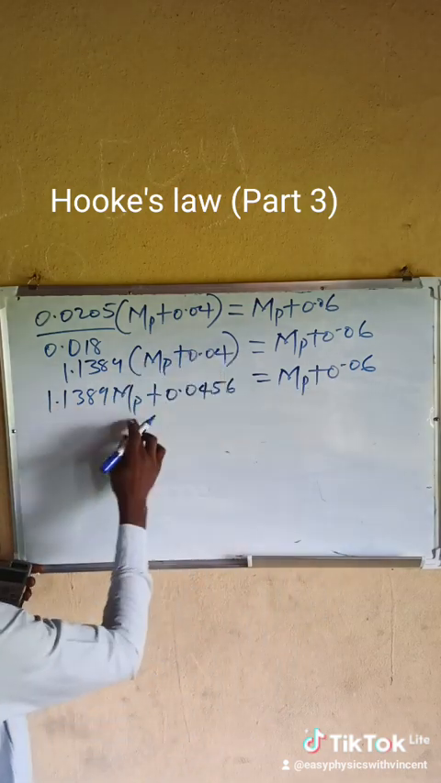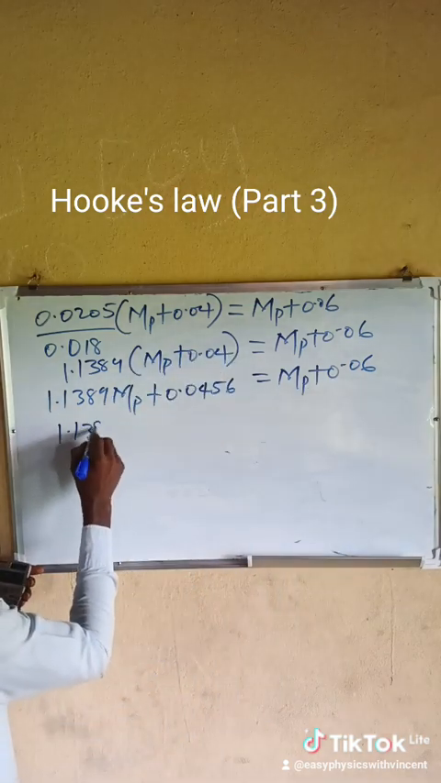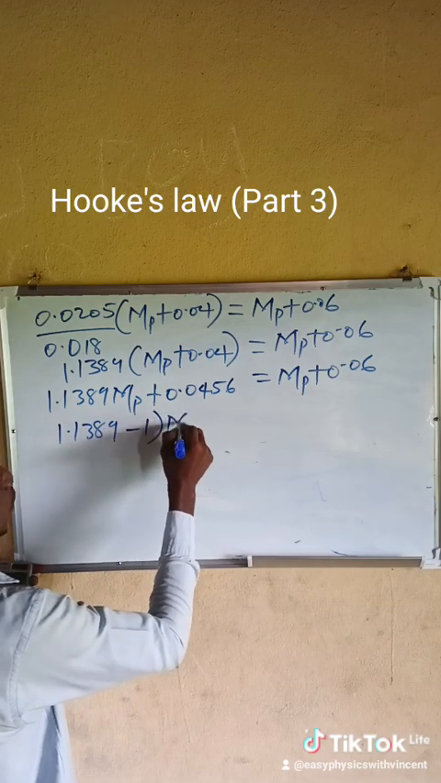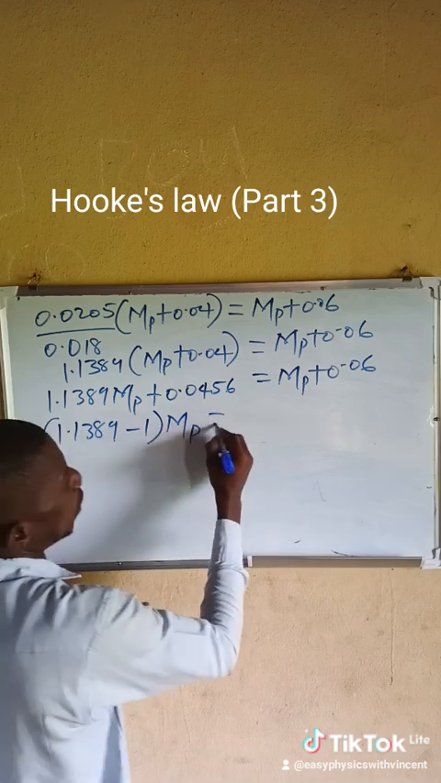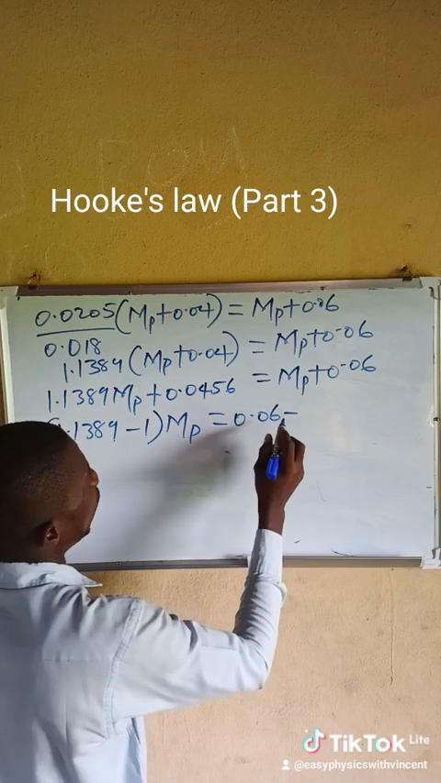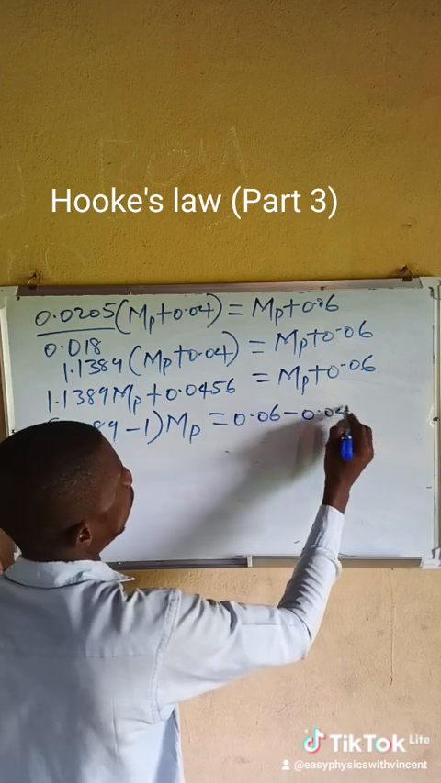Okay, this will cross over here: 1.1389 minus 1 all into MP. This will go over to this place: 0.06 minus 0.0456.